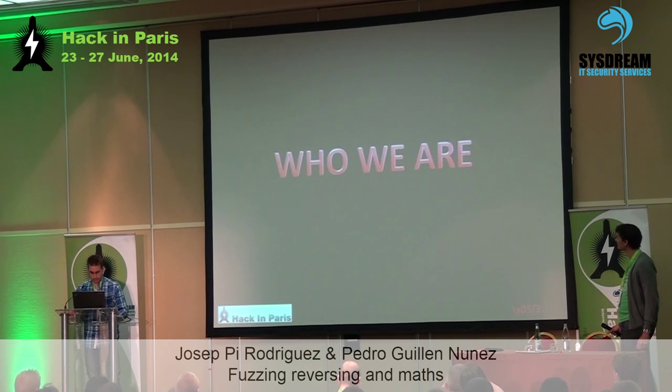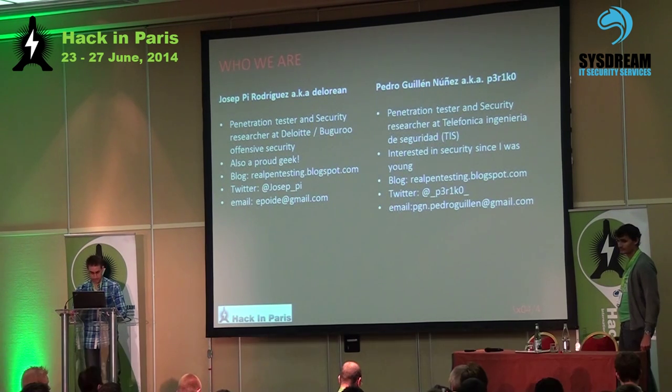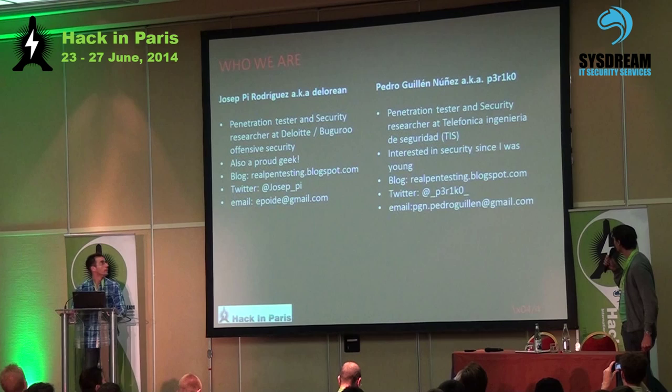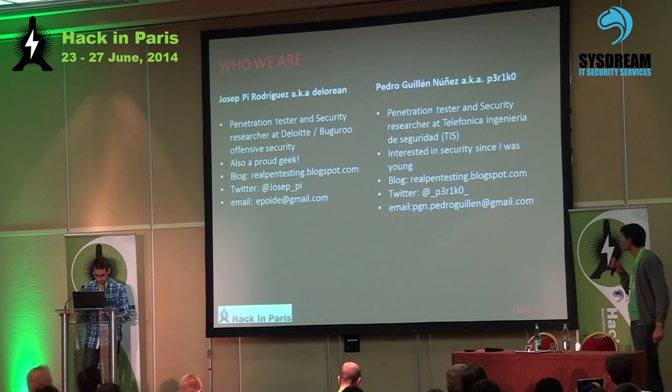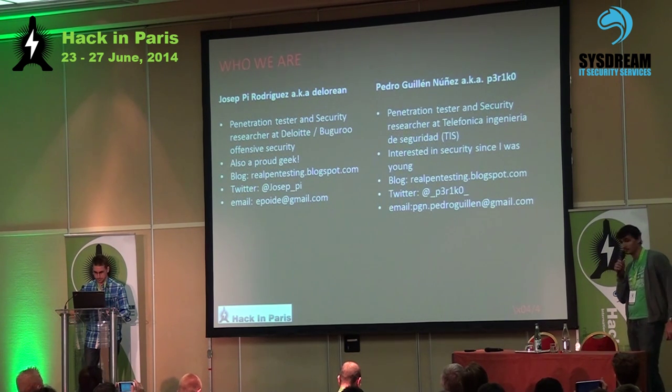So first of all, who we are. As I was saying, my name is Josep. I'm a penetration tester and security researcher at Deloitte and Bugruga Fancy Security. I'm also a proud geek, of course, and here we have my blog, Twitter account, and email account if you want to contact me. Hello, my name is Pedro Guillen. I'm a penetration tester and security researcher at Telefonica. I've been interested in security since I was young, and this is our blog and my email, if you want to contact me.